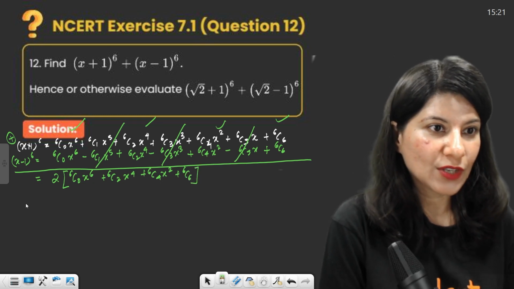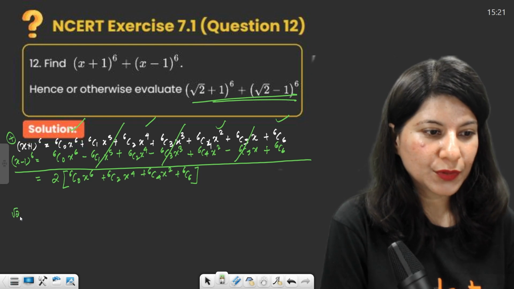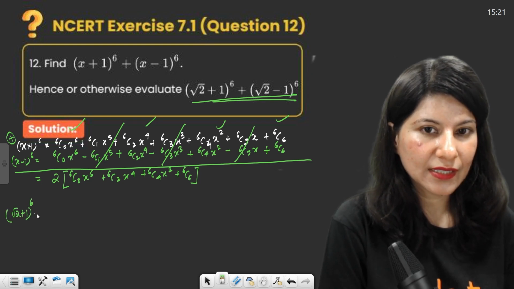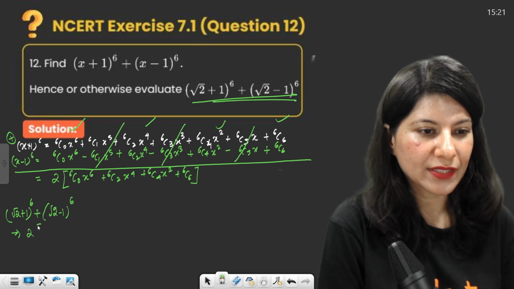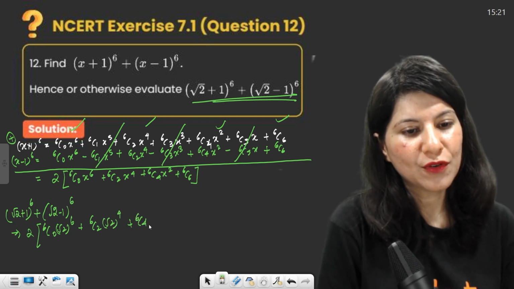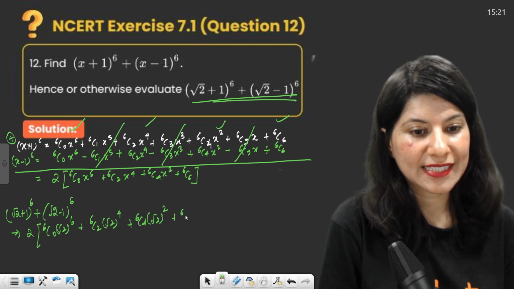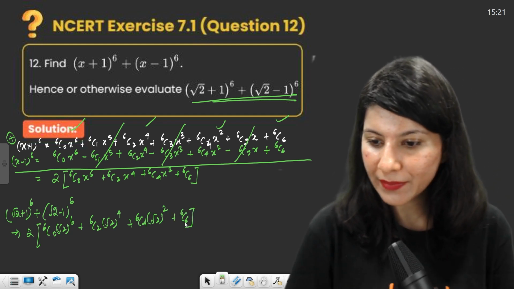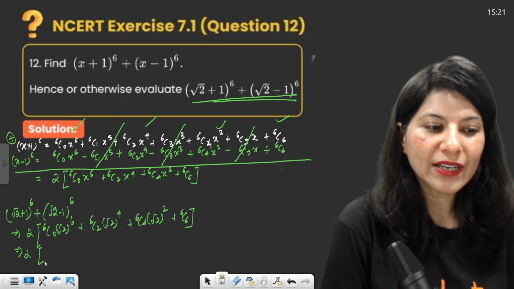Okay. So now again, to find this, (√2 + 1)^6 plus (√2 − 1)^6, you will get twice of 6C0 (√2)^6 plus 6C2 (√2)^4 plus 6C4 (√2)^2 plus 6C6. So understand what is happening, that all the rational terms are getting formed.